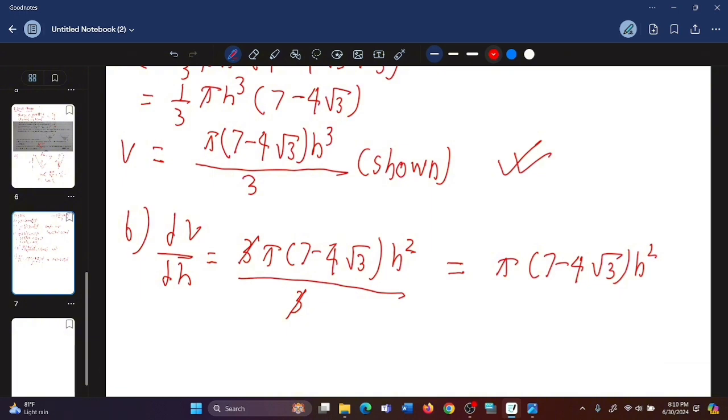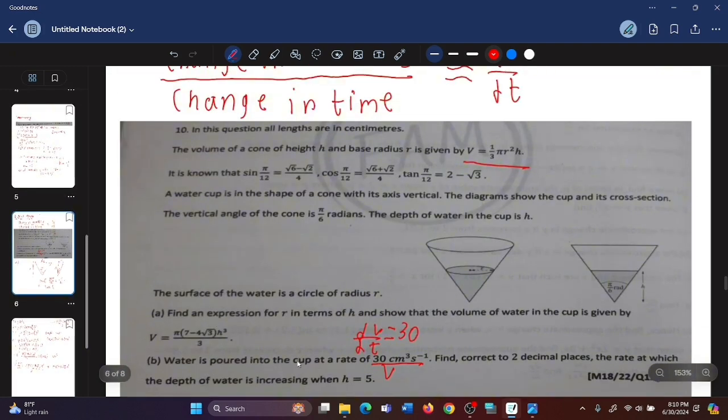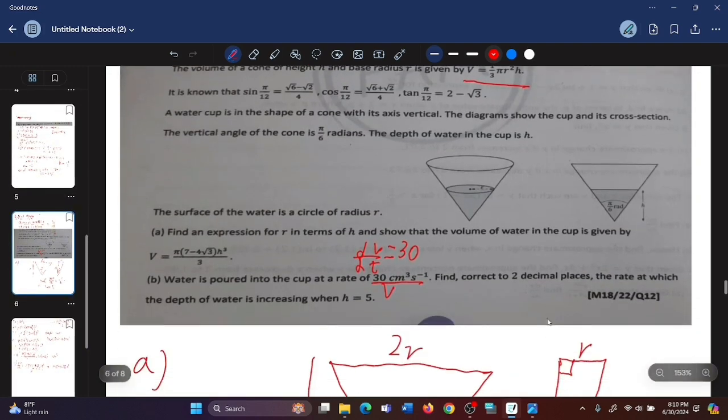Now the interesting thing comes for rate of change. This is something new that we didn't learn before. We are told to find the rate at which the depth of water, that is the height h, is increasing: dh by dt. So we are told to find dh by dt, and we were given dV by dt. And we just found dV by dh. Now let's see how it's done.